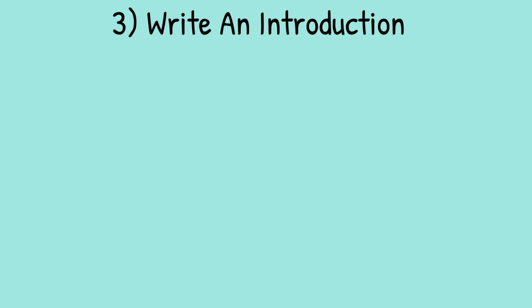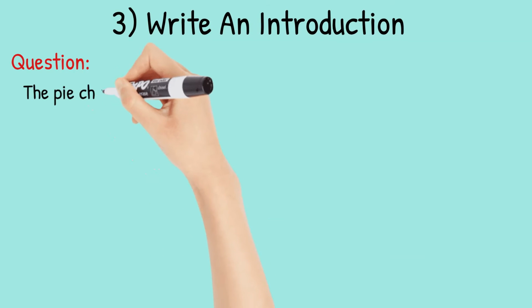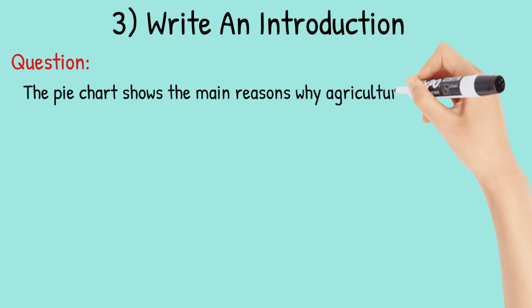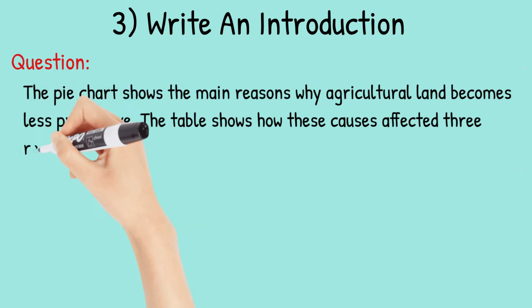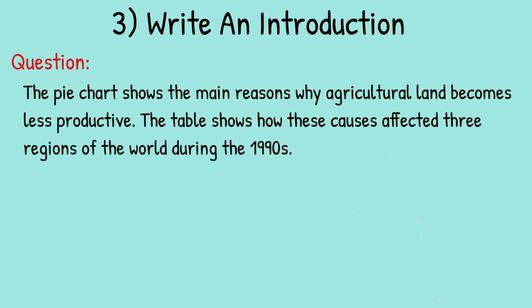In the introduction, you should simply paraphrase the question, that is, say the same thing in a different way. You can do this by using synonyms and changing the sentence structure. For example, the question is: the pie chart shows the main reasons why agricultural land becomes less productive. The table shows how these causes affected 3 regions of the world during the 1990s.